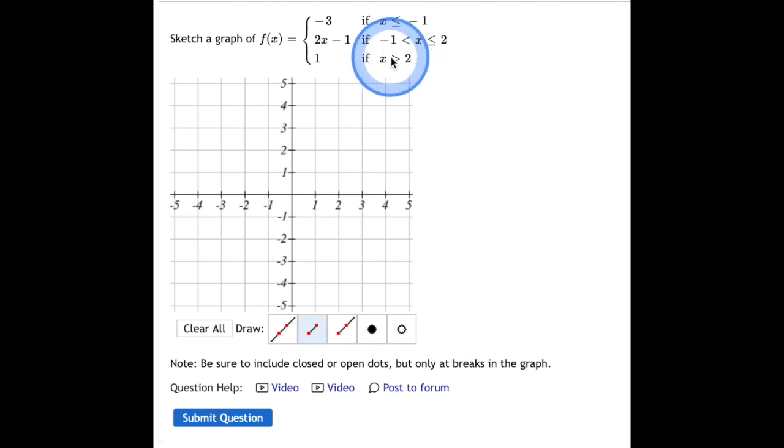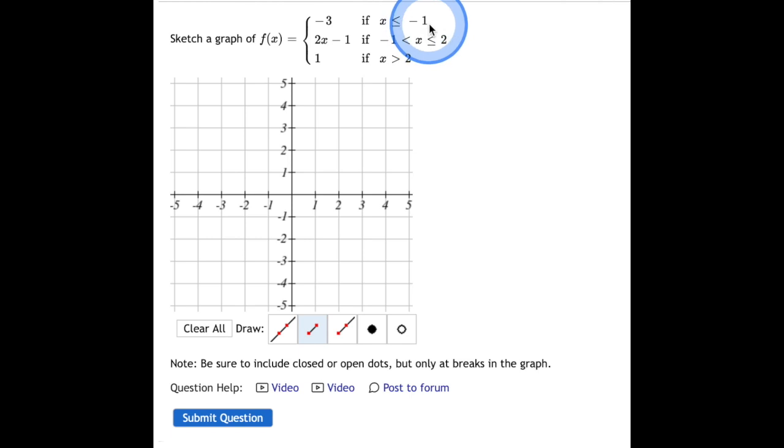So in this case, for every piece of f of x, we're going to graph it only on the restricted domain. So for f of x equals -3, x less than or equal to -1, for all x less than or equal to -1, we'll make the horizontal line -3.